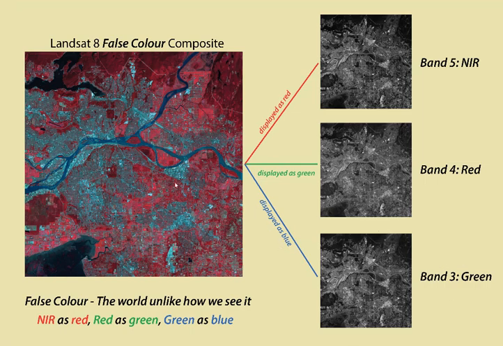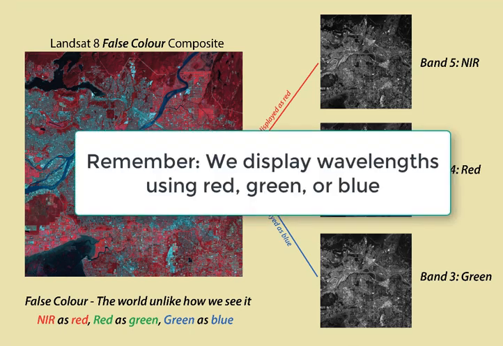This means that where you see red, we're seeing a high reflectance in the band 5 near-infrared. Where you see green, we're seeing high band 4 red reflectance. And where we see blue, we're seeing high band 3 green reflectance. This can be confusing at first. The most important thing to remember is that we are displaying wavelengths as colors. No matter what wavelength bands we choose to display, we need to display them as either red, green, or blue using our computer screen.